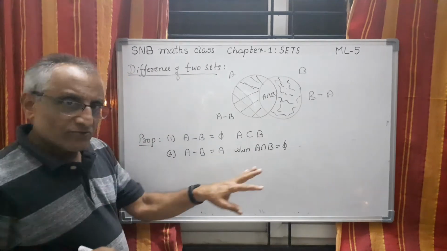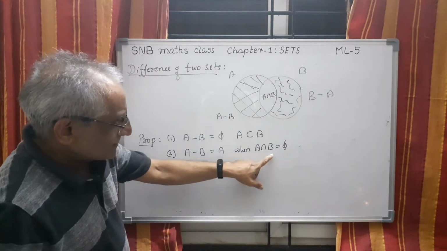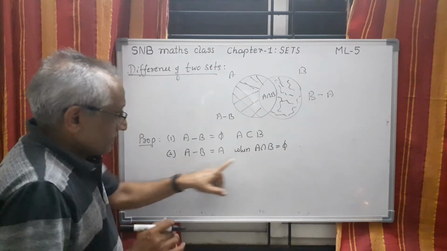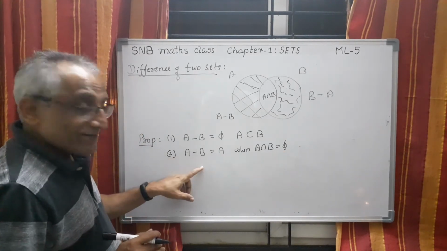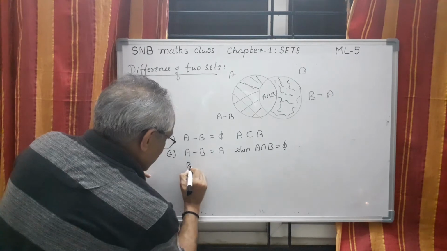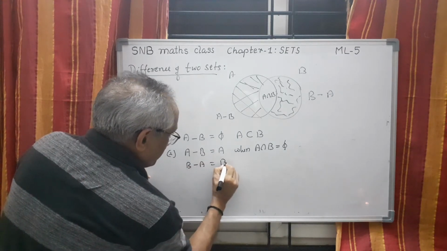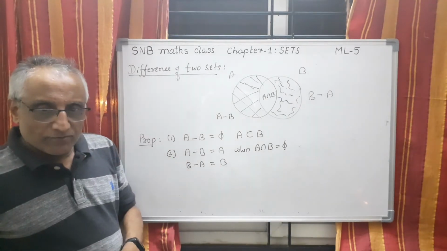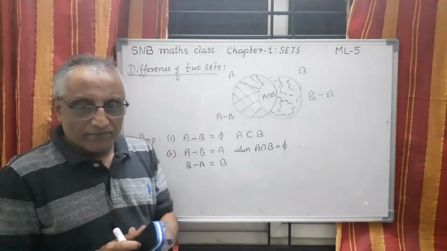So that you can try yourself. That means take any two sets such that they are disjoint. And whenever A intersection B is empty, that is, A and B are disjoint, A minus B will be A, and B minus A will be B. So this is another important result which you can remember.